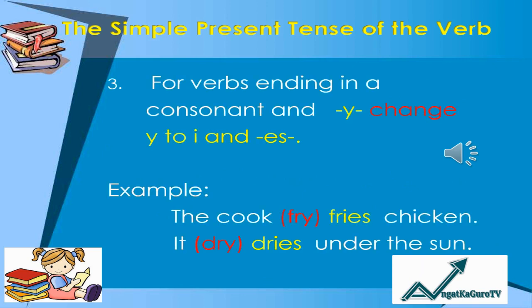Number 3, for verbs ending in a consonant and Y, change Y to I and add ES. Example: The cook fries chicken. It dries under the sun.